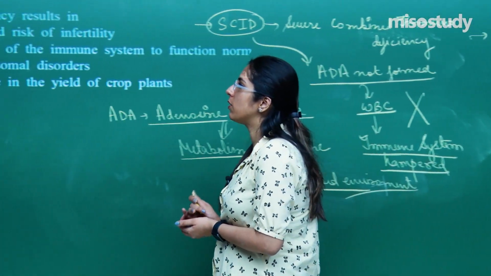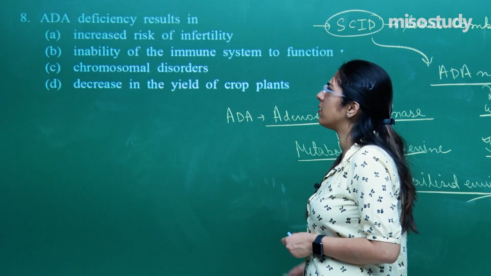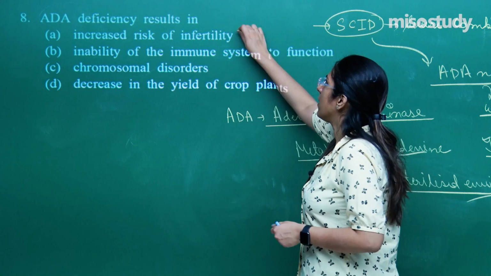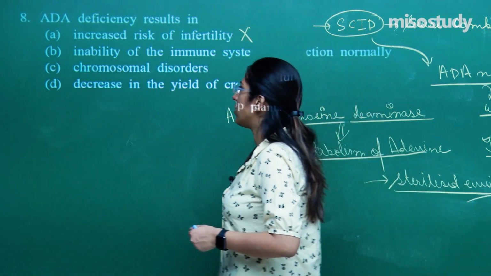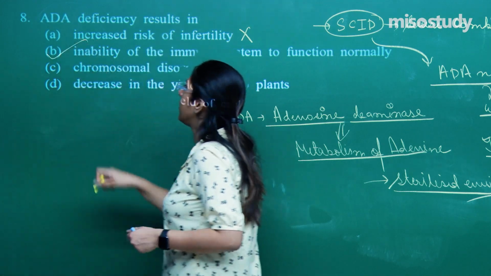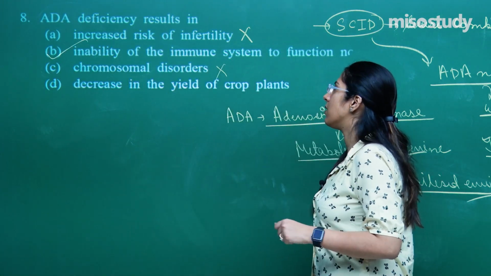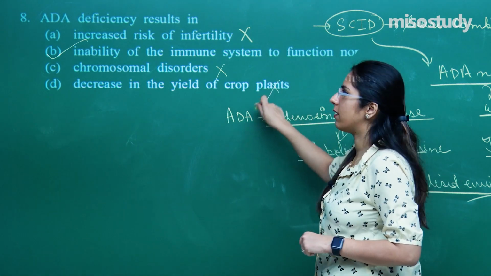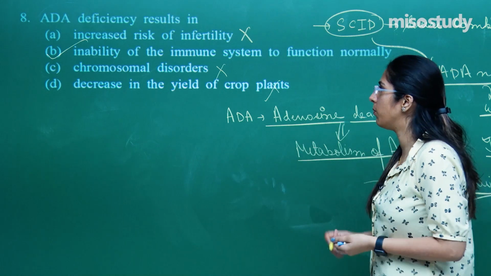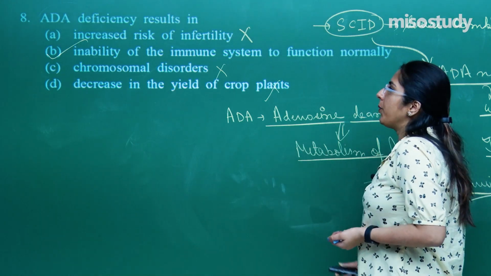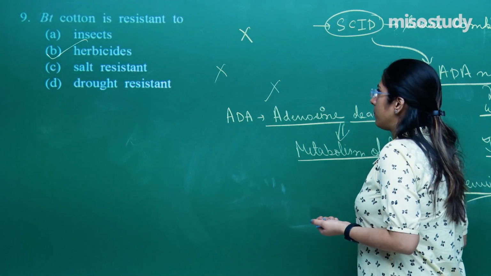Now come to this side so that we can look for the correct option. The first: increased risk of infertility. Is this related to that? No, not at all. Inability of the immune system to function, this is the right option. Next is a chromosomal disorder. No, this is not a chromosomal disorder. Decreases the yield of a crop. This is also very irrelevant because it is not related to plants, it is related to human beings. So, hope you are clear with question number 8. Option B is the correct one.